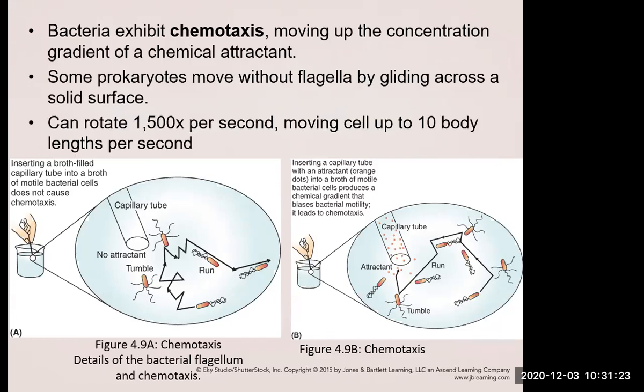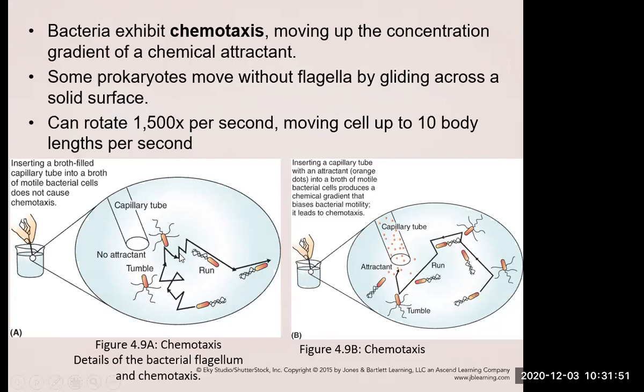And they can swim very fast, so these flagella can rotate up to 1,500 times a second. That allows them to move up to 10 body lengths per second. The book mentions that the fastest human can only move about 5 or 6 body lengths per second. So these can go very efficiently through even a molasses-like substance for them. Really impressive.